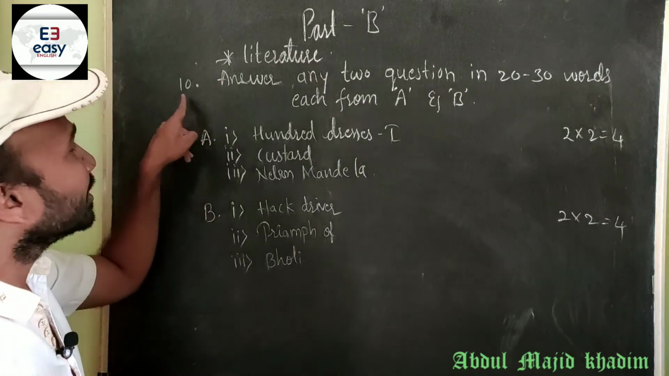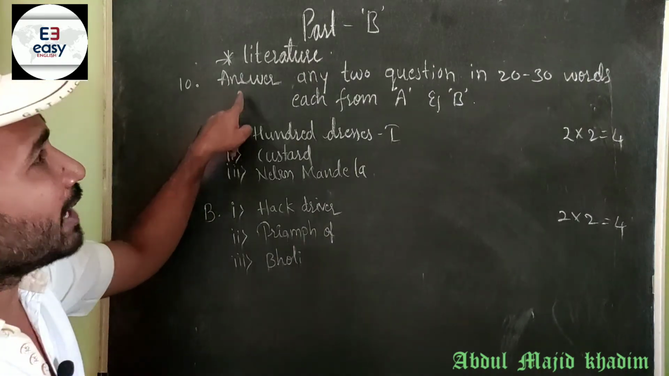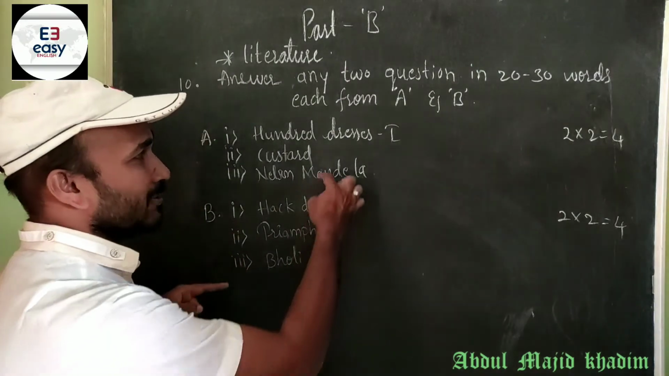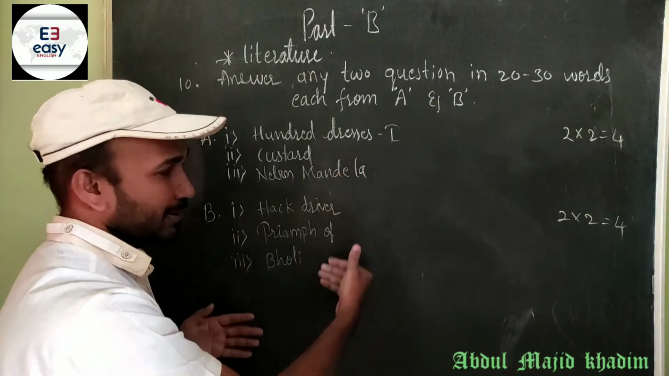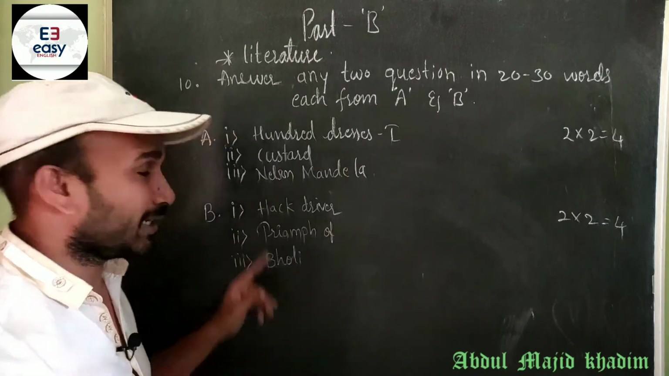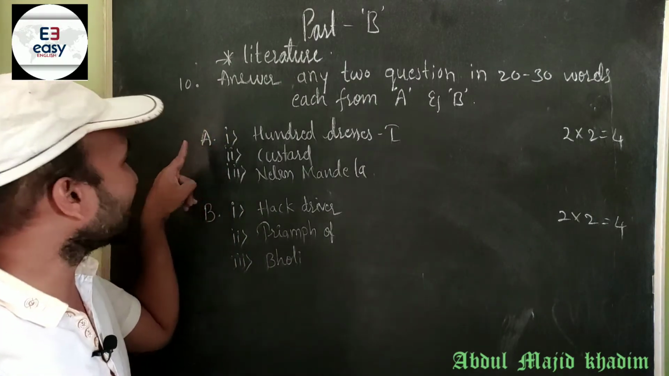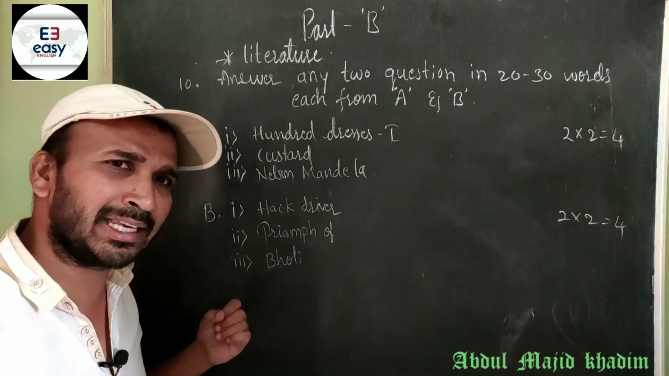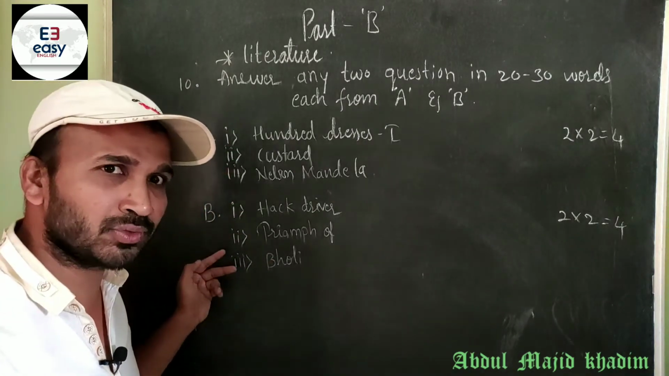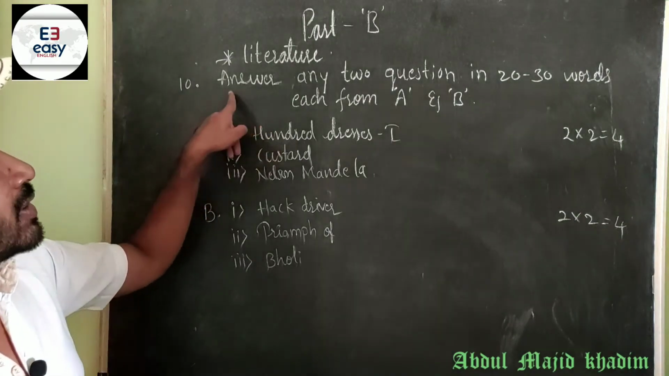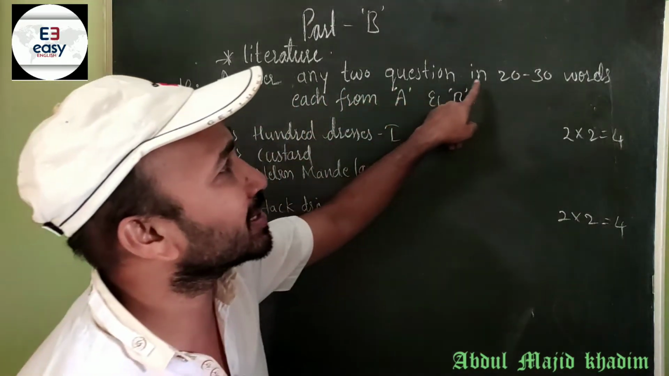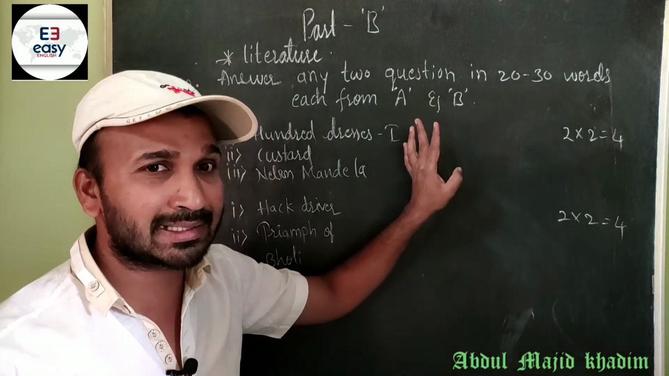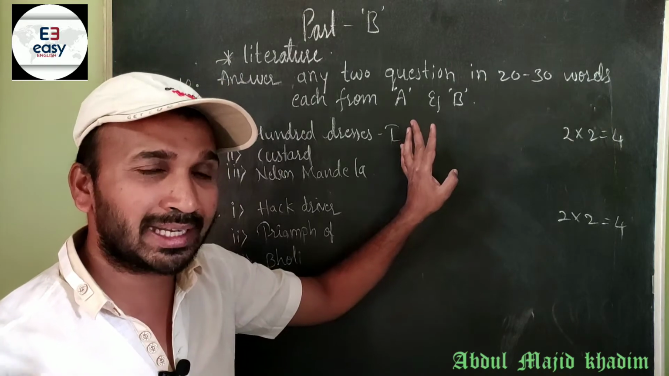Just keep in your mind that the 10th question has an A part and a B part. Don't think that this is an option and you can write any 3 from here or there. No, it's not like that. You have to attempt any 2 from A and any 2 from B. The question says answer any 2 questions in 20 to 30 words. You must keep the word limit in your mind. Don't exceed the word limit and don't write fewer words.